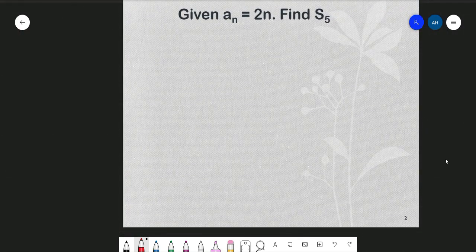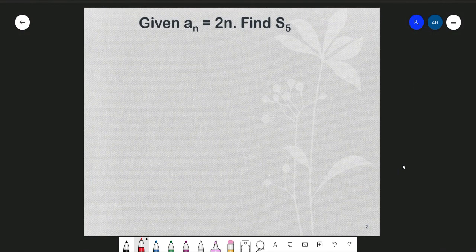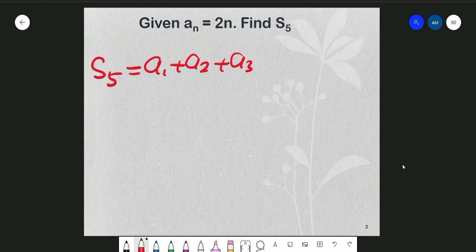Now let's look at this example here. Given that an equals 2n, we want to find S5. As we discussed a few minutes ago, S5 means the sum of the terms in this sequence up to the fifth term. That is, we want to add A1 plus A2 plus A3 plus A4 plus A5, like this.